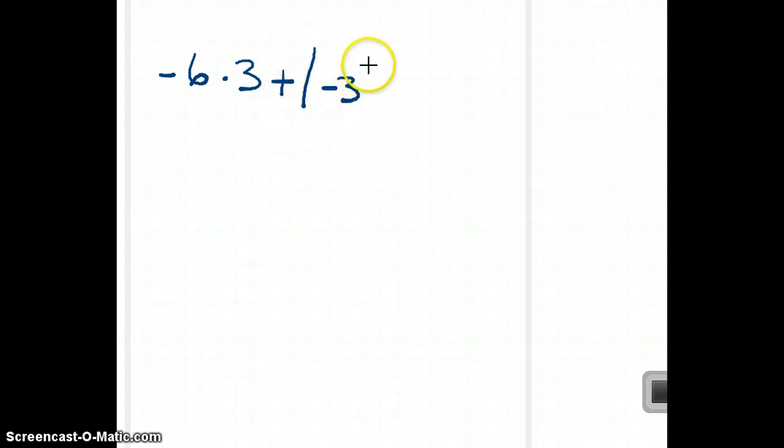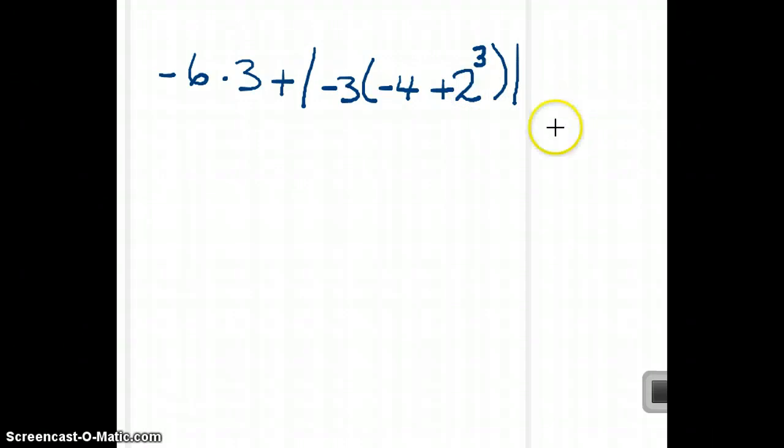Okay, let's take a look here. We have negative 6 times 3 plus the absolute value, negative 3, parentheses, negative 4 plus 2 to the third power, close parentheses, absolute value. All right, so what do we do? Well, first thing is parentheses, and I'm going to write PEMDAS back up here, and you should too.